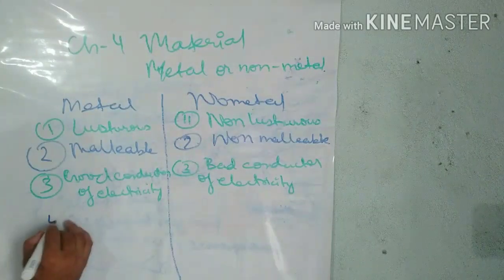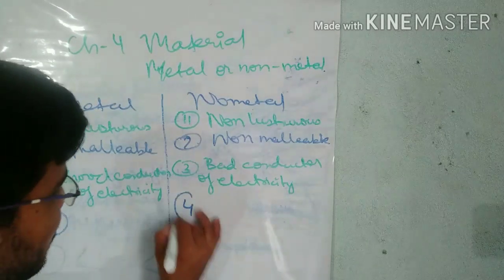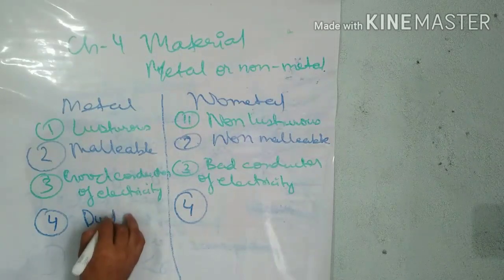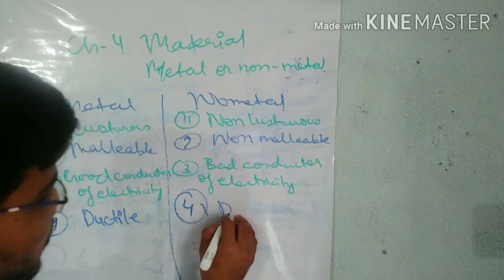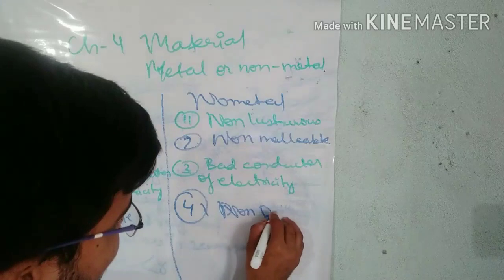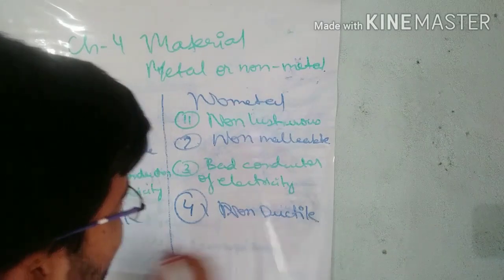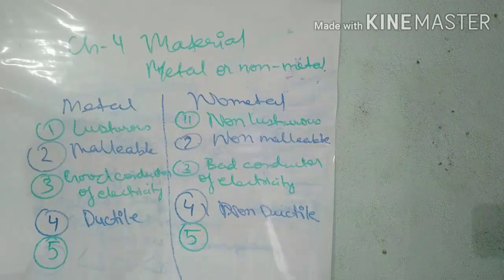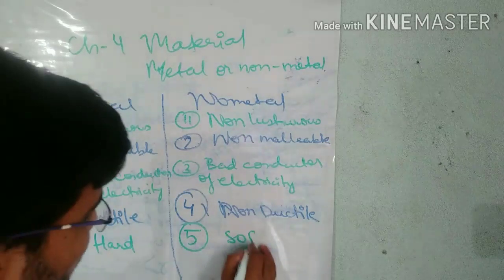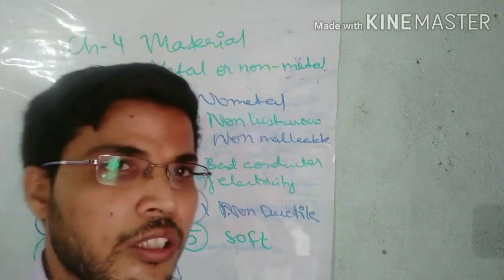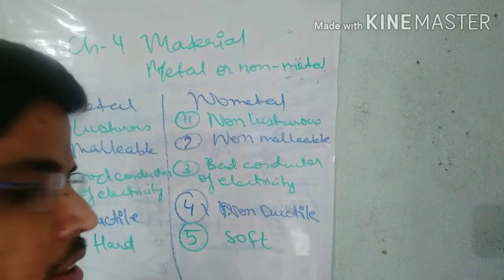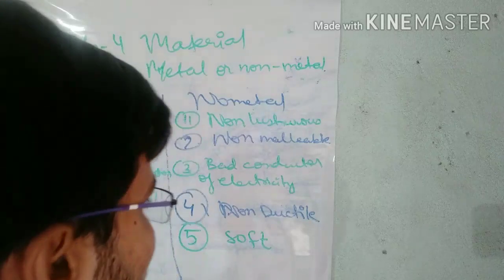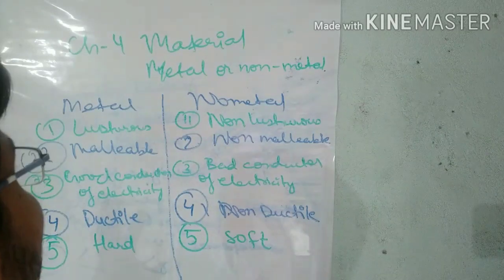The fourth property is, yes, it is ductile. That means we can mold the shape of the metal as per our convenience, but we cannot mold the shape of the non-metal. So non-metals have the non-ductile property. The fifth property is that metals are hard in shape, whereas non-metals are soft in shape. You can see most of the metals are hard, and non-metals are soft.